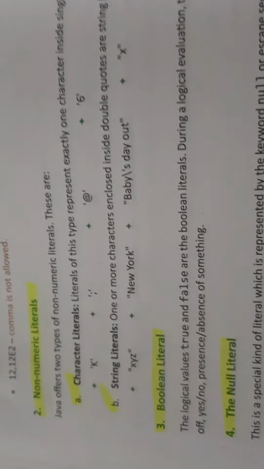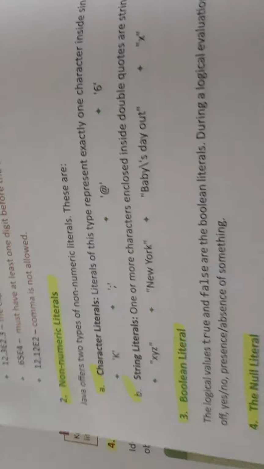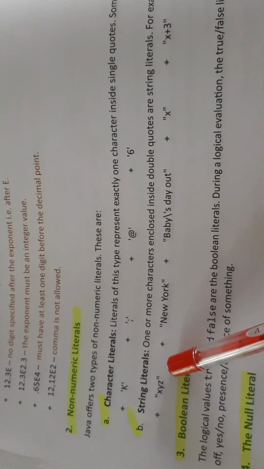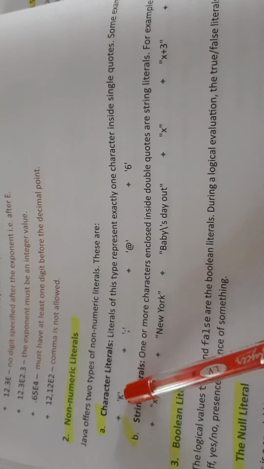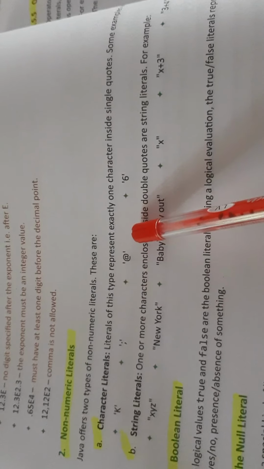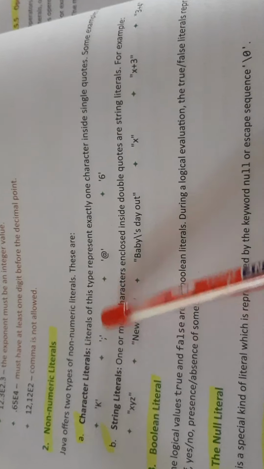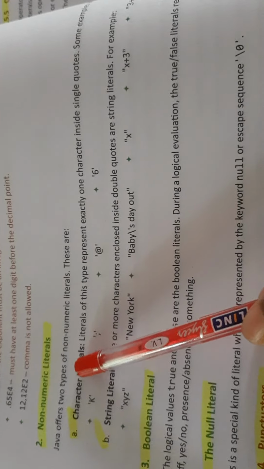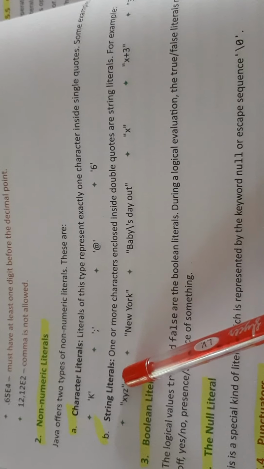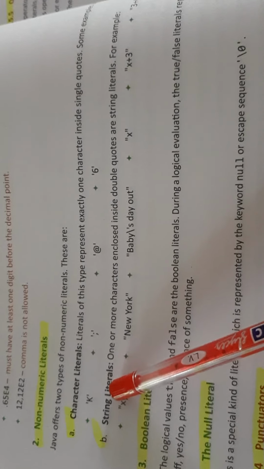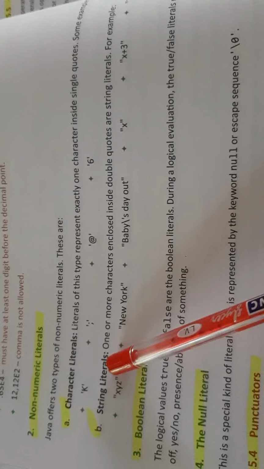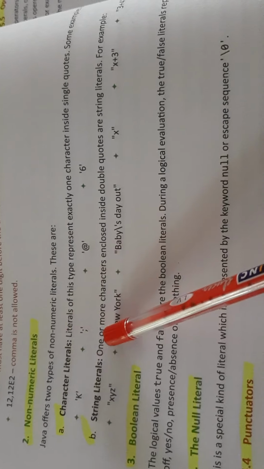Non-numeric means the values which are given without numbers. Now here we have character and strings. Character means anything, whether it is an alphabet, symbols, or numbers, that you write within single quotation marks, then it is considered a character. If anything is given within double quotation marks, then it is considered a string literal. So these are called character literals and string literals.